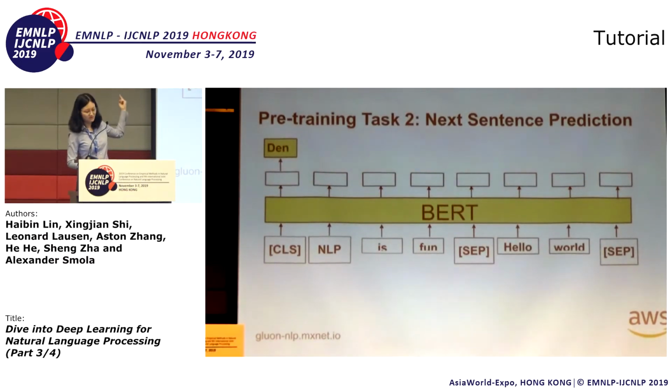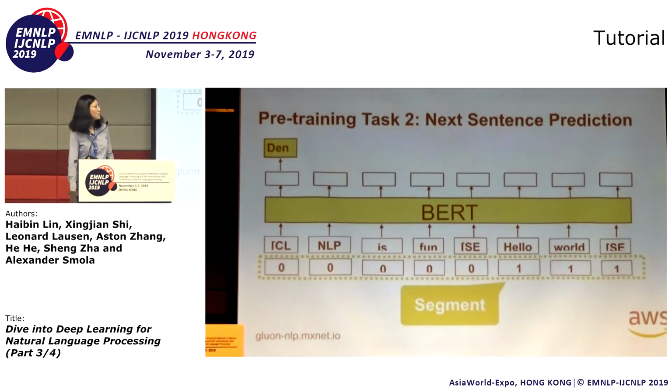We take the embedding of the CLS, so we get a dense vector at the top there, and given that, we make a binary prediction of whether the two sentences are adjacent or not. And in order to differentiate which sentence is the first and which is the next, BERT also has this segment embedding, either 0 or 1, to indicate which sentence the word is from. Okay, so these are the two pre-training objectives people use to train this BERT model on a very large corpus.